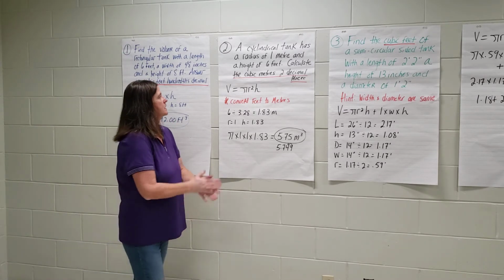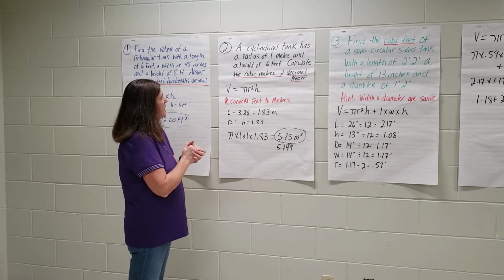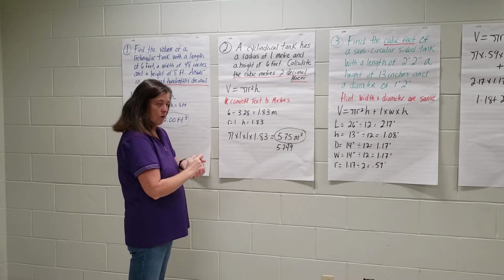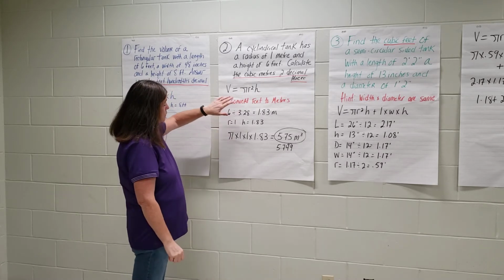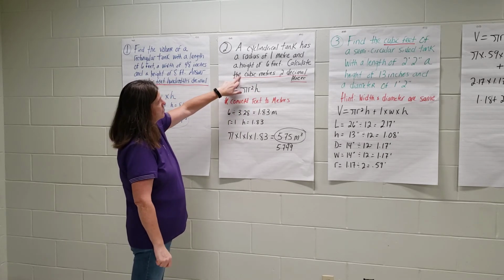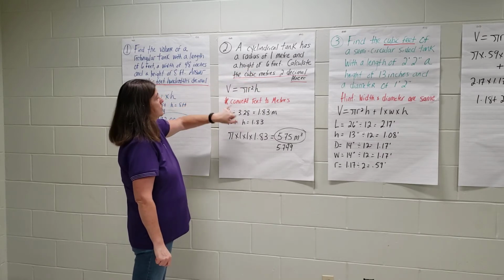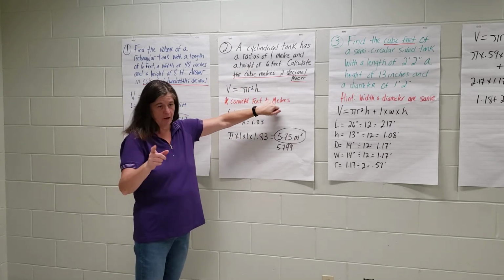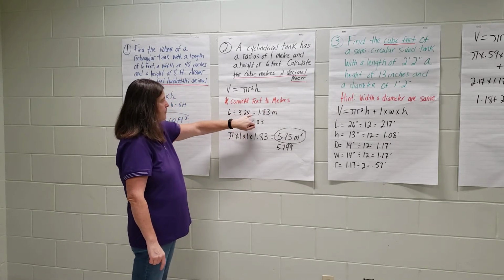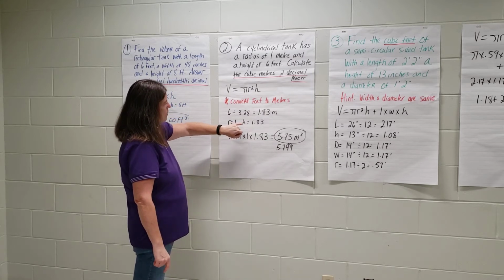Next one. A cylindrical tank has a radius of 1 meter and a height of 6 feet. Calculate the cubic meters, 2 decimal places. So we're going to look up our formula on our formula sheet for a cylindrical tank, right here. Answer in cubic meters. I have a number in meters and I have a number in feet. We've got to get our feet to meters. No problem, you know how to do it. To go feet to meters, we divide by 3.28. We get 1.83 meters.